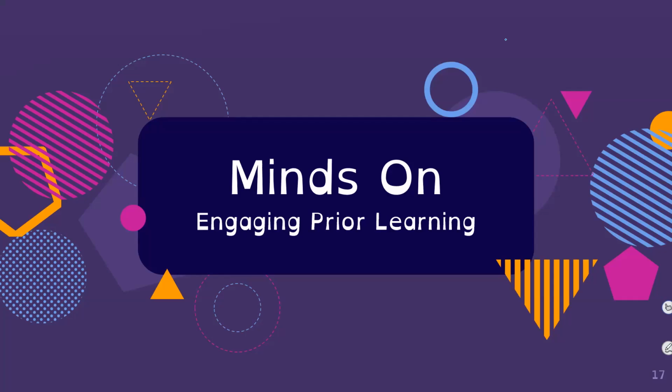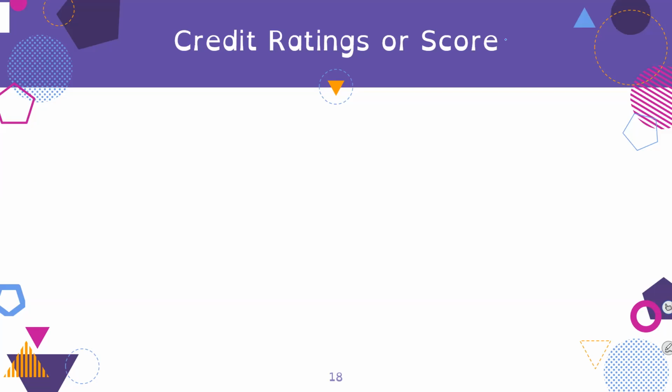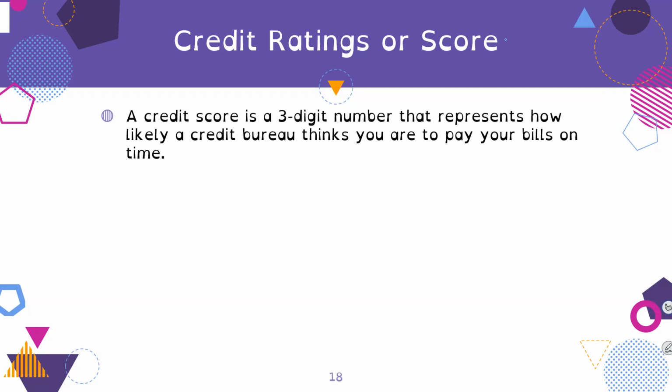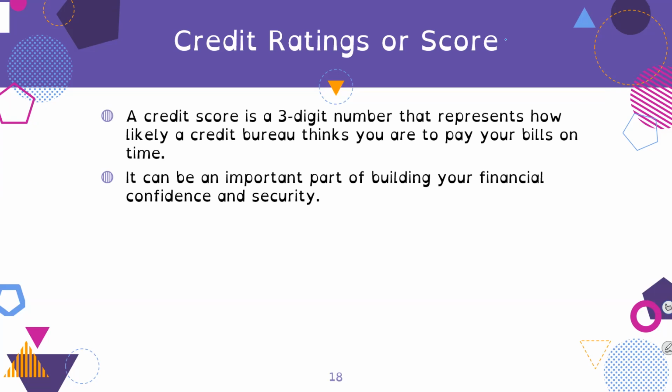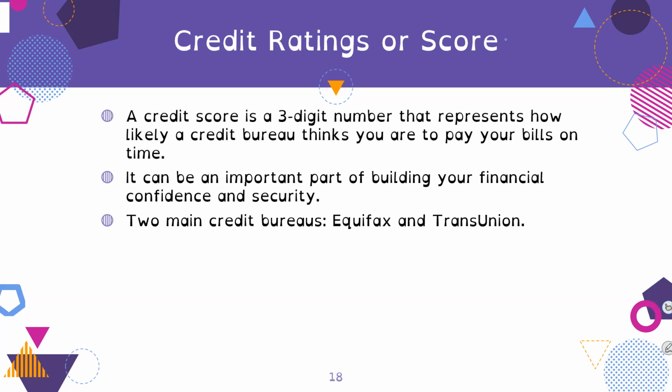All right, mine's on. What prior learning do we need to know for today? I just want to talk briefly about credit ratings or credit scores. A credit score is a 3-digit number that represents how likely a credit bureau thinks you are to pay your bills on time. It can be an important part of building your financial confidence and security. There are 2 main credit bureaus in Ontario. I don't know if this might be Canada-wide. I'm not sure. It is at least in Ontario. And they're called Equifax and TransUnion.